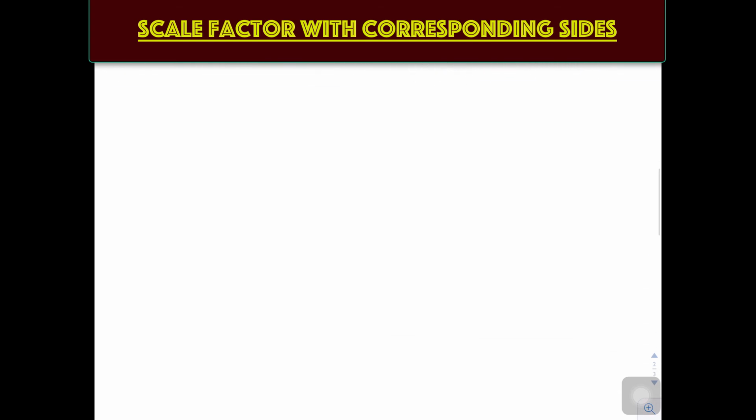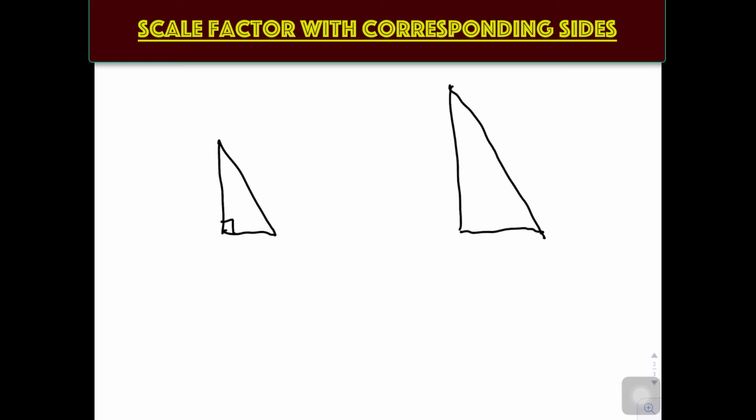But the most difficult thing, and what we're really trying to get out of today's lesson, is they might ask you both. They might give you a triangle and tell you that they are similar. But they might not give you the scale factor, and you have to find the missing side lengths. So say we have a right triangle here that's a 3, 4, 5 triangle.